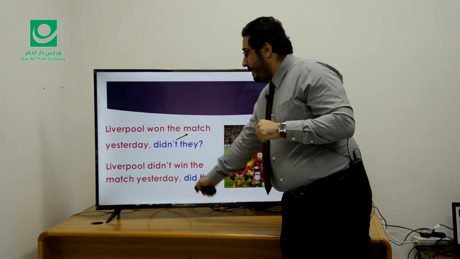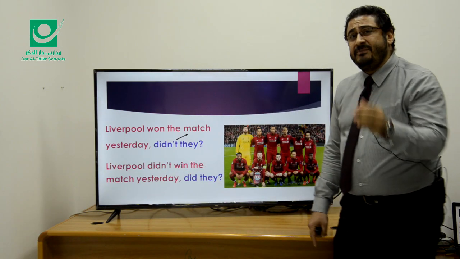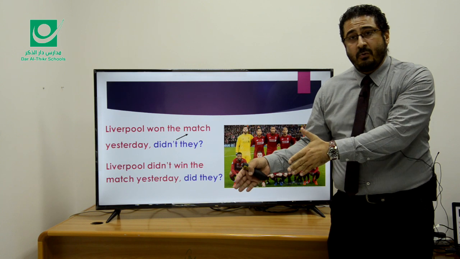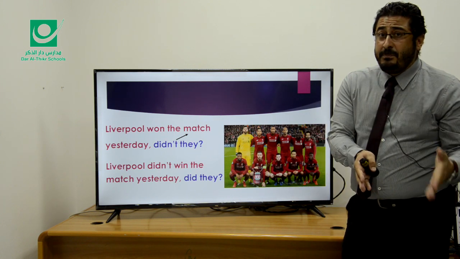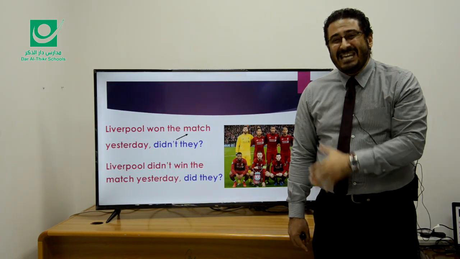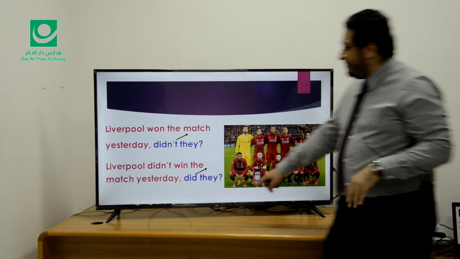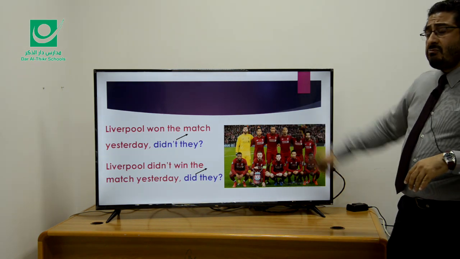And make sure that you use the opposite. If the verb is negative, if the sentence is negative, put the question tag in the positive form. If it's a positive form or a positive statement, you have to make a negative question tag. And as I have just told you, the tone of the question is a rising tone.